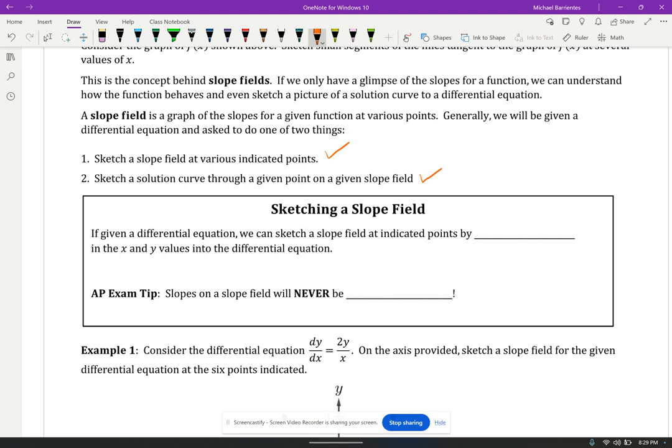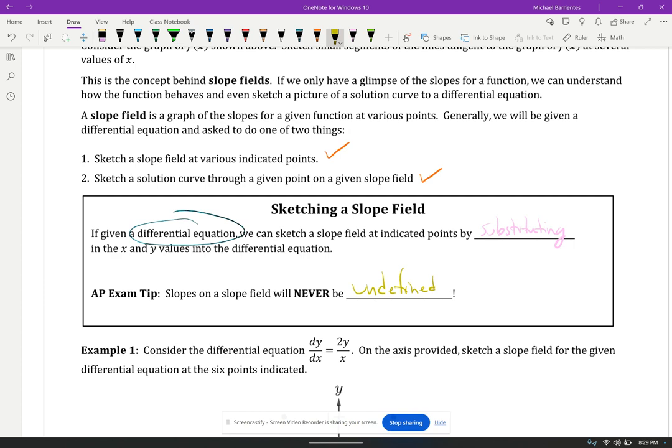All right, so what do you need to know? You need to know that if you're given a differential equation, now we'll talk about this in a little bit, you can sketch the slope field at indicated points by just substituting in the x and the y values into that differential equation. And you should know that on the AP exam, slopes on a slope field will never be undefined. So you're always going to have to draw a defined slope.